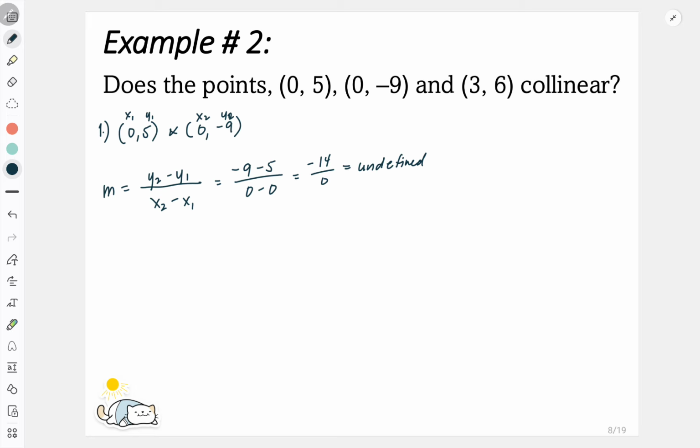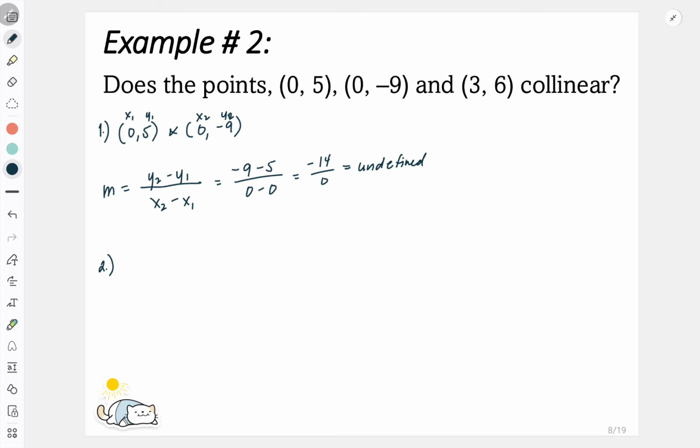It's okay to just write the slope as undefined. It doesn't matter. Meaning, if the other set of points is also undefined, then that's the time that we could say that they are collinear with each other. But if it's not, then it means that they are not collinear.